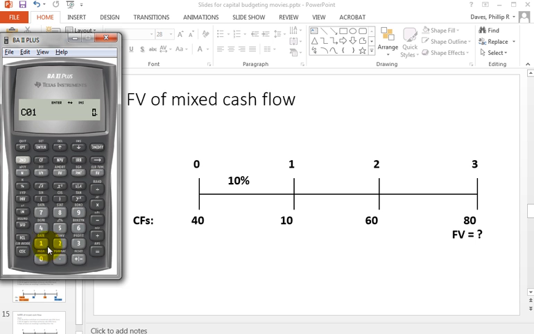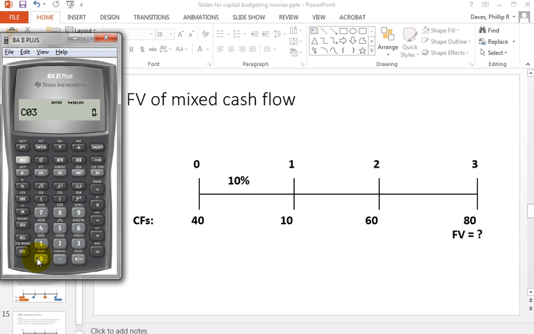Cash flow 1 is 10. And it's asking us to hit enter, so let's hit enter, and once we hit enter, this little triangle shows up that says that it's been entered. Frequency 1, that means there's only one of them, is equal to 1. Cash flow 2 is 60. I did hit enter. The frequency of cash flow 2 is also 1 because there's only one of those.